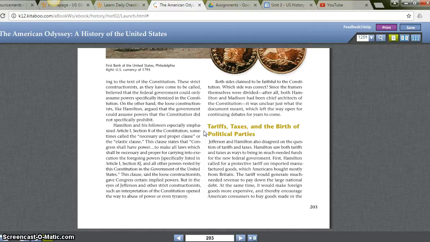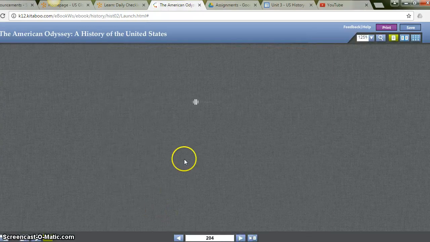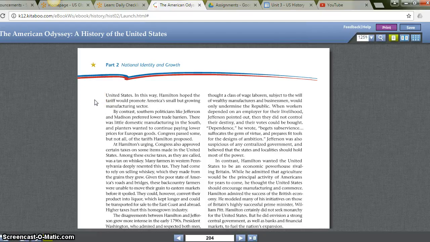Jefferson and Hamilton also disagreed on the question of tariffs and taxes. Hamilton saw both tariffs and taxes as ways to bring in much-needed funds for the new federal government. First, Hamilton called for a protective tariff on imported manufactured goods, which Americans bought mostly from Britain. The tariff would generate much-needed revenue to pay down the large national debt. At the same time, it would make foreign goods more expensive and thereby encourage American consumers to buy goods made in the United States. In this way, Hamilton hoped the tariff would promote America's small but growing manufacturing sector.